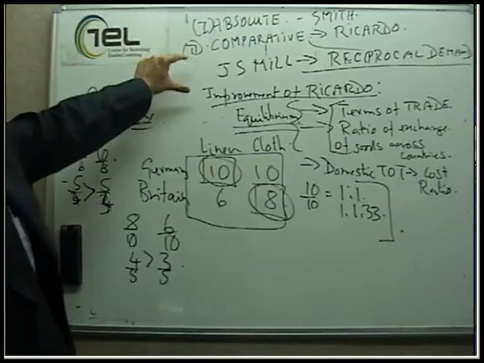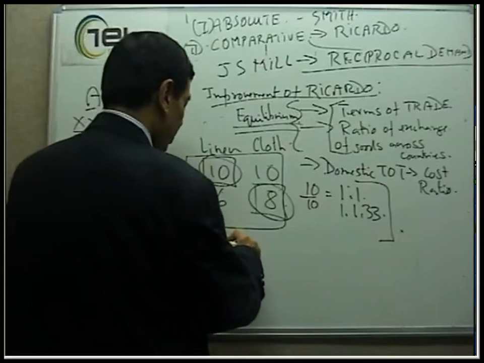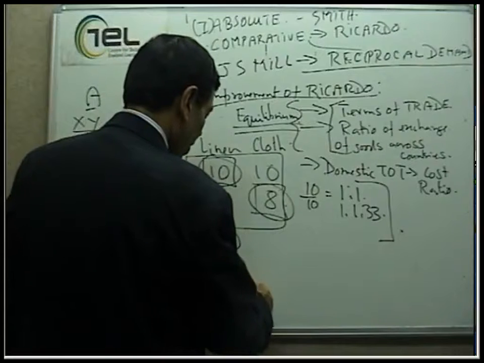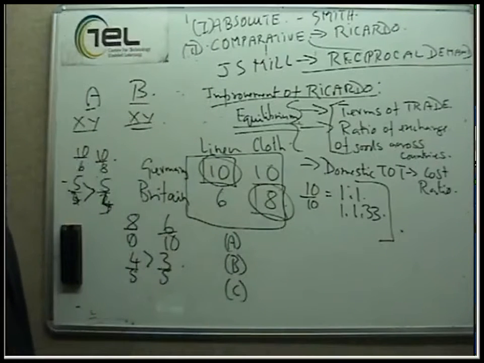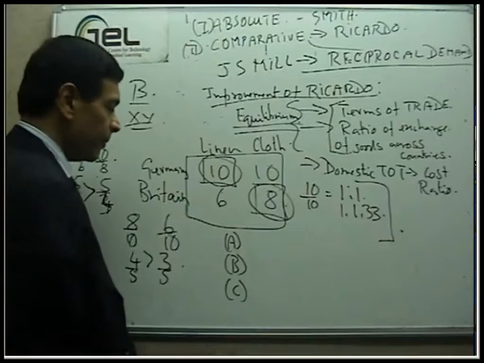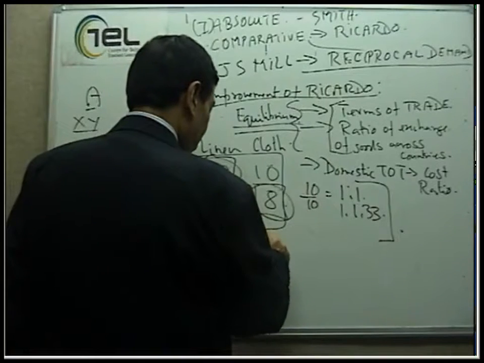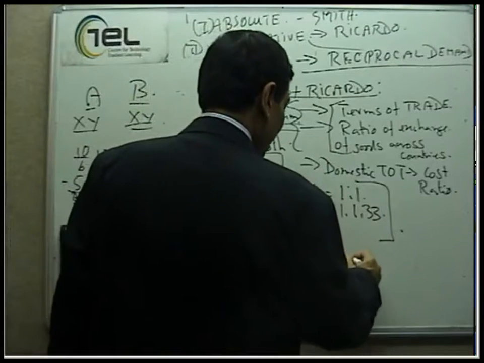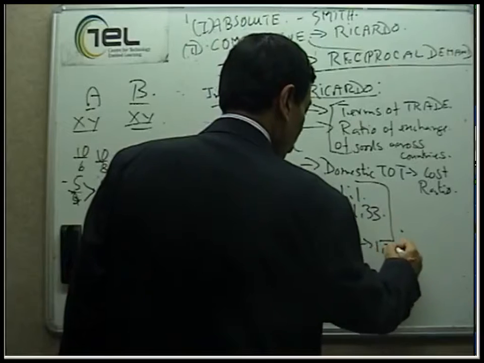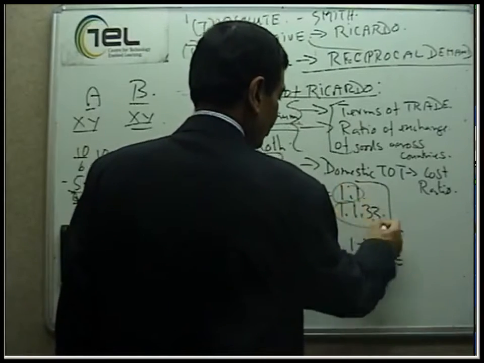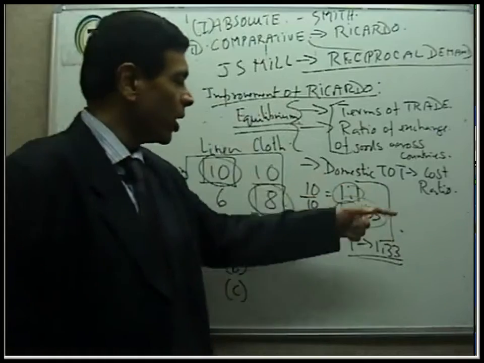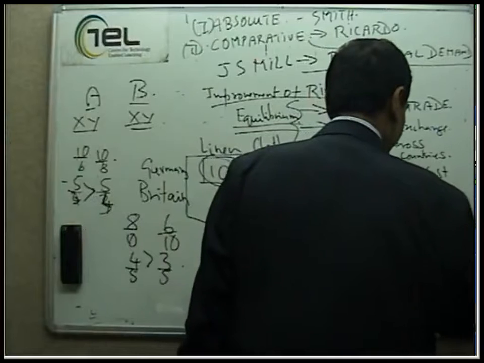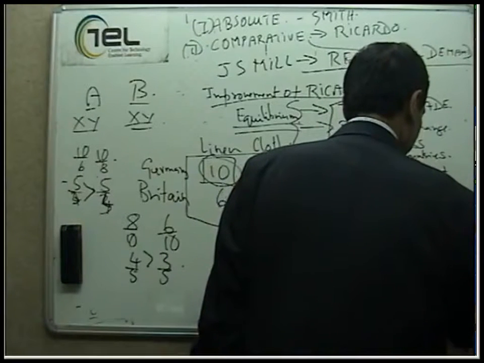Now, J.S. Mill outlines that there are 3 possible solutions, point A, point B, and point C. The first solution is that a possible terms of trade will lie between 1:1 and 1:1.33. No matter what it is, domestic cost ratios, it will lie between this. A possible terms of trade after trade. Now this is after trade. Before trade we are given something. This is what happens after trade.